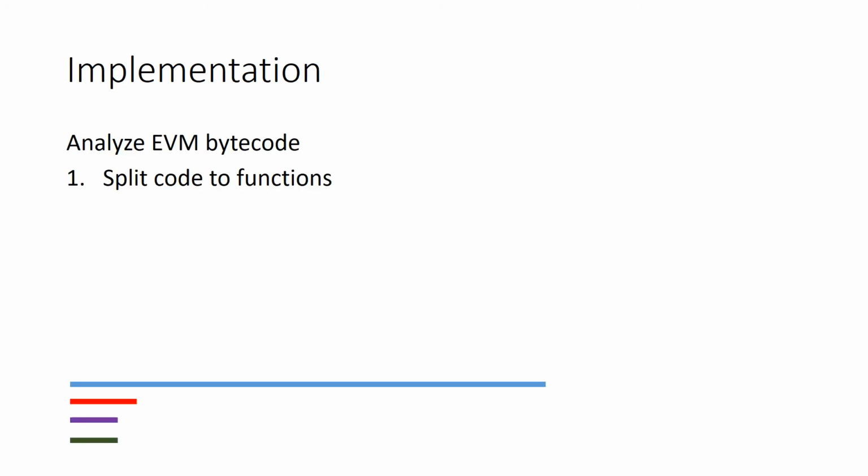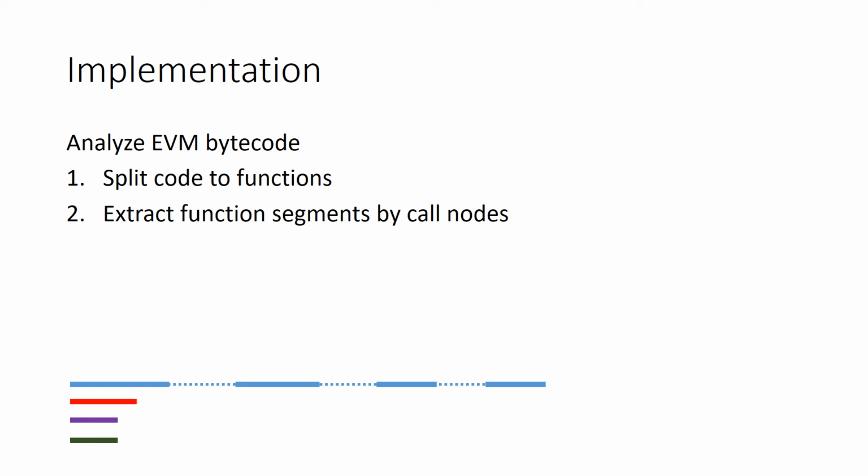The implementation of ECFChecker operates on the contract's low-level EVM bytecode, which allows us to check any contract deployed in Ethereum. We decompile the bytecode and first split it into functions, since the Ethereum virtual machine has no notion of functions in contracts. Then we locate all places in the code that constitute a call node and extract the function segments accordingly. The algorithm runs separately on each function's partitioning into code segments.